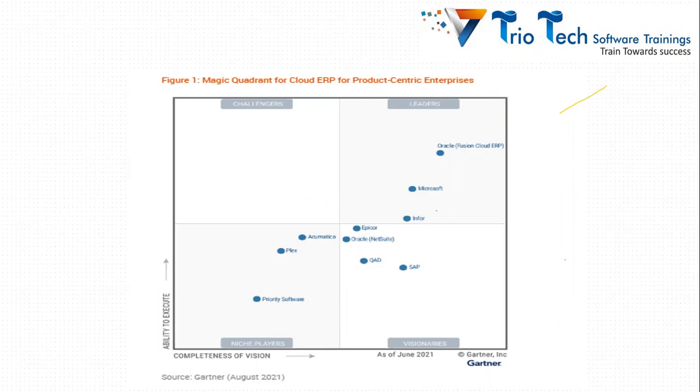they have come a very long way, and currently Oracle is a market leader in providing ERP products or ERP applications in the market. Here you can see this Magic Quadrant by Gartner, published in 2021, which says Oracle is the leader among all the players providing ERP applications.